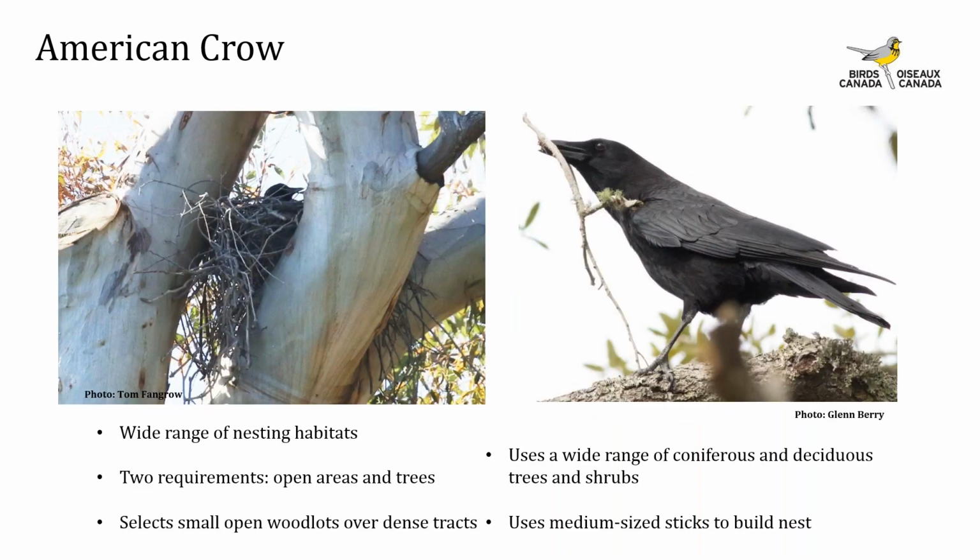The crow uses a wide range of nesting habitats. There are two main requirements for crows to occupy an area, and that's open areas and trees. They prefer open woodlots over dense forest tracts, and they use a wide range of conifer and deciduous tree species. They'll also use shrubs to nest. So the crow uses medium-sized sticks to build their nests, and right before laying, they will line the nest with finer materials such as grass, moss, lichen, animal hair, and bark.